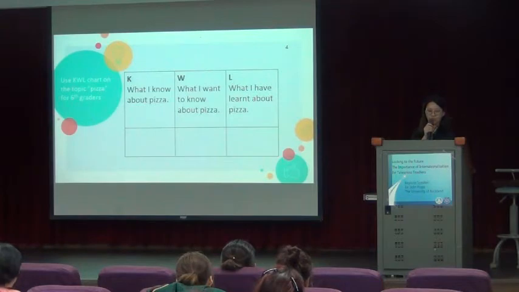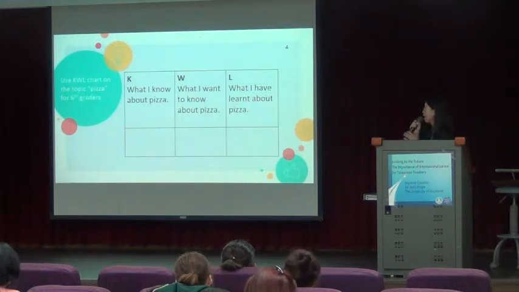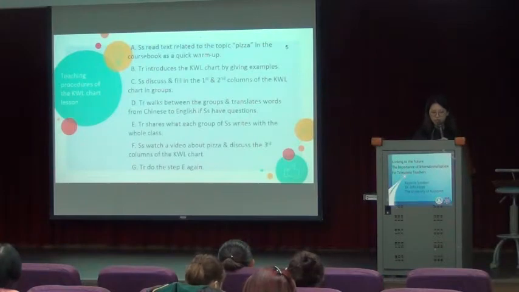Students will write something like, it tastes salty. And the second column, W, stands for what I want to know about pizza. And they write something like, what is it made of? And after they watch a video, they will fill in the third column, L, what I have learned about pizza. And let's move on to see the teaching procedure of the KWL charts lesson.